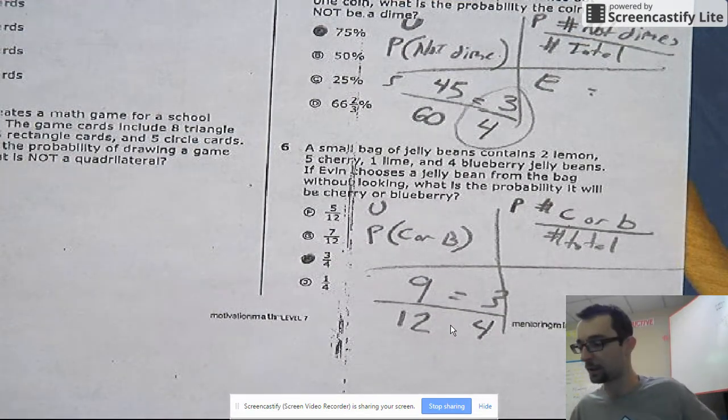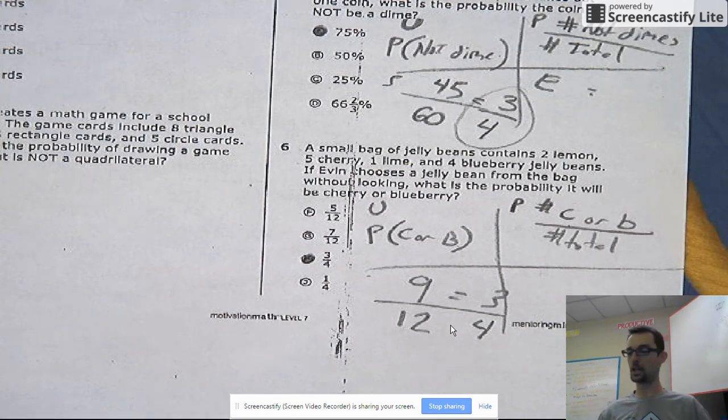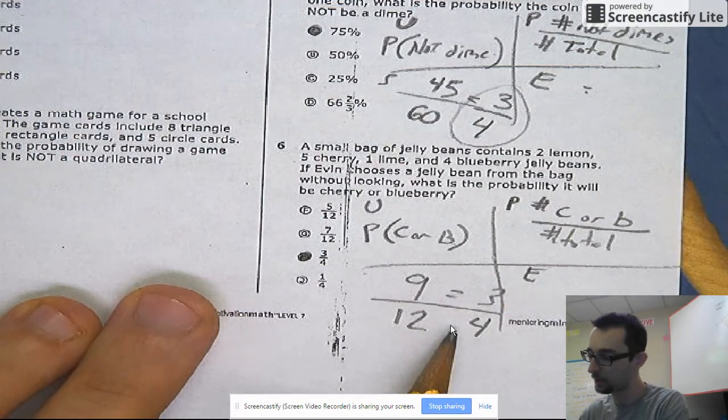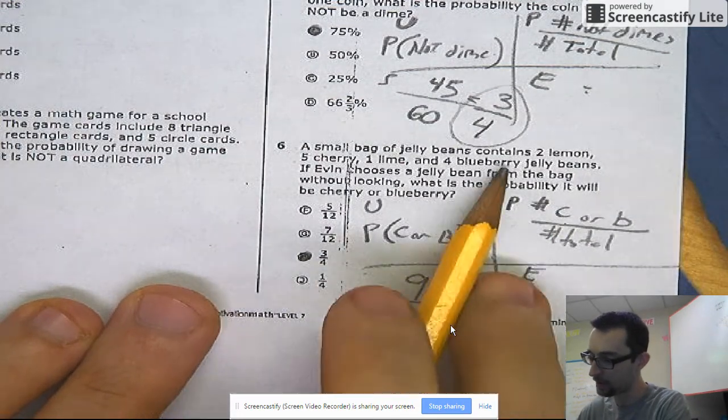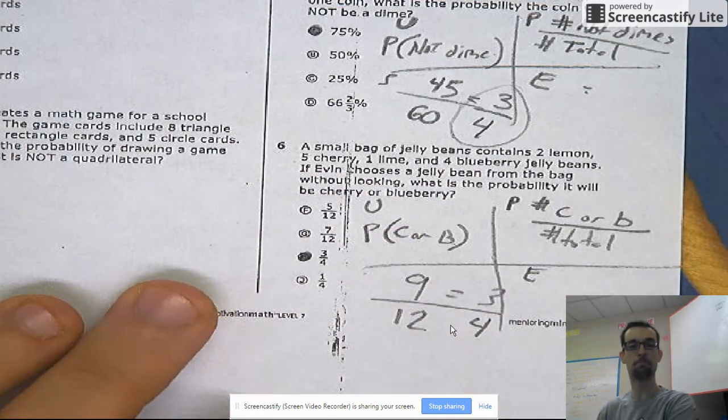So thinking a couple things to myself: 3/4, 75%. Awesome. And just as a last step, E, just to take a couple of seconds, I did find out the ones that were cherry or blueberry, didn't I? Cherry, 5, blueberry, 4, 9. Yeah. Okay. I'm good. Awesome.